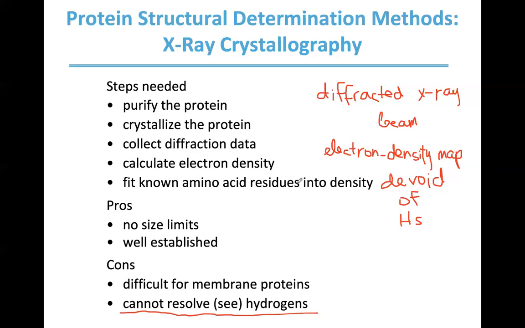All right, so the steps needed. You have to purify the protein. Remember, when you grow a crystal, if you have a dirty mixture with other compounds, it's very hard to grow a crystal. It's much easier to grow a crystal if your compound, including the protein, is pure. And then you're going to have to crystallize the protein.